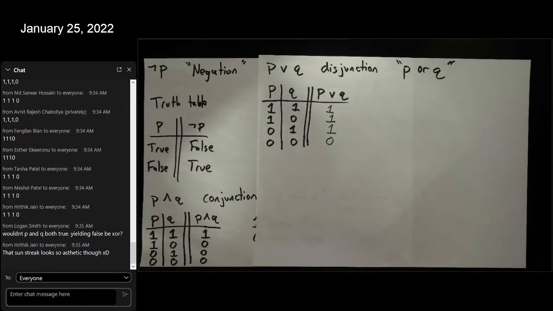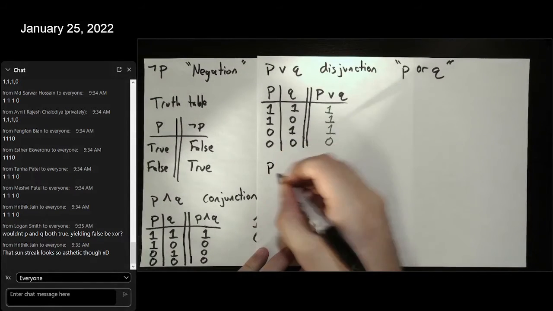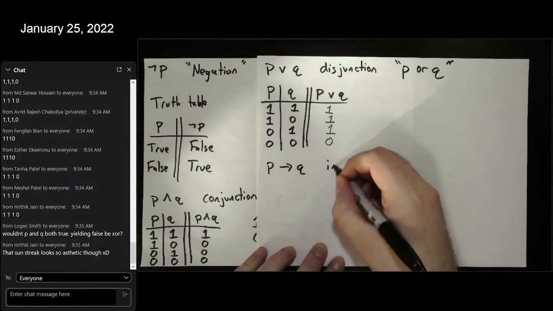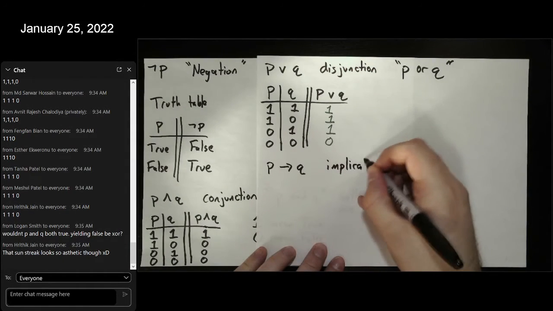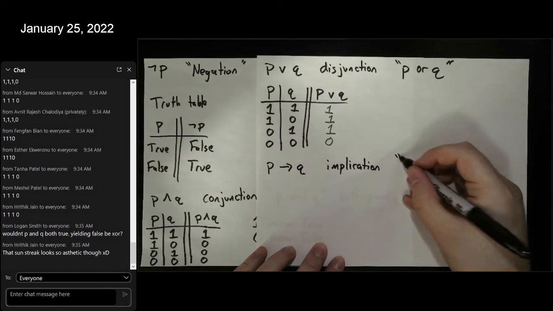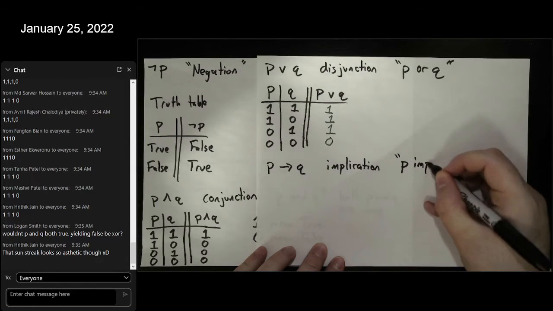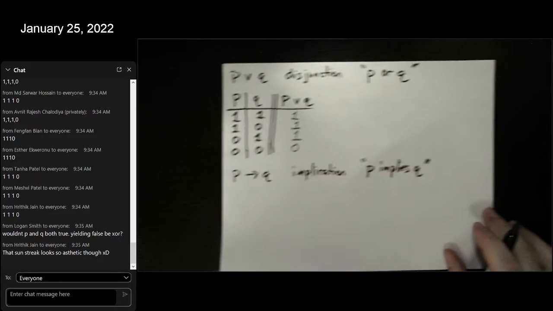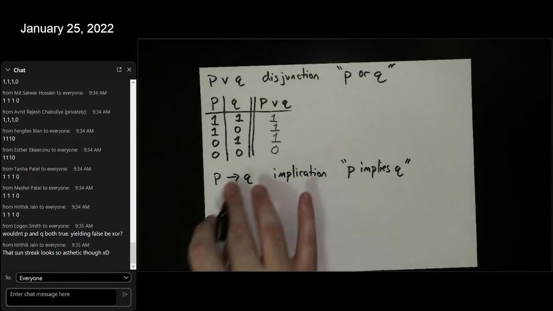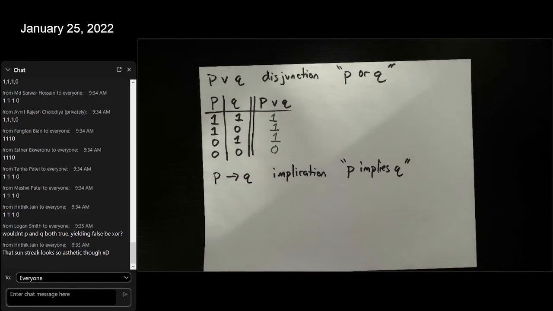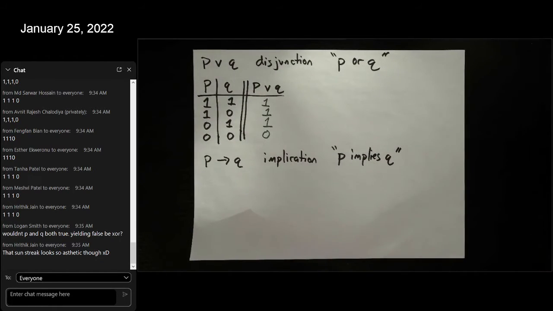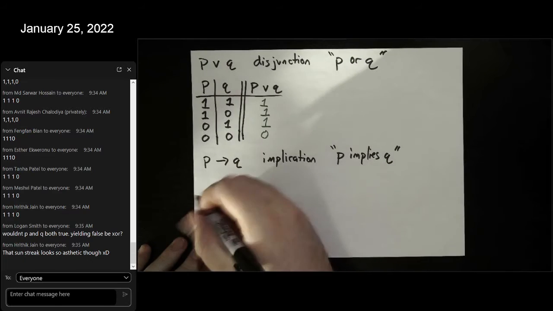Okay, a couple more ways to combine our propositions. P implies Q. Implication. P implies Q is how we read this. And this logical connective means that P guarantees Q will be true. If P is true, then Q must be true as well.